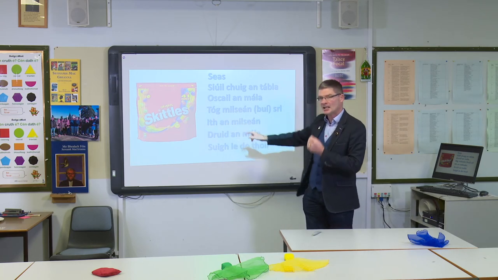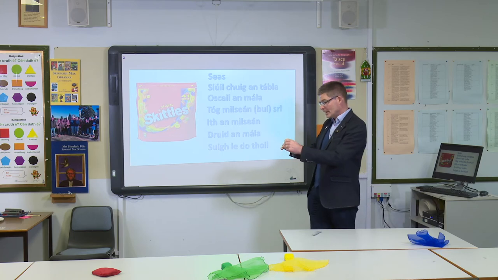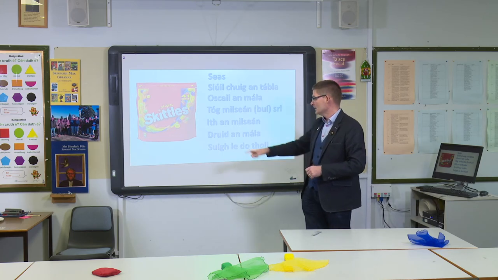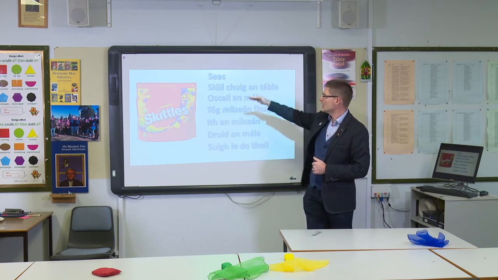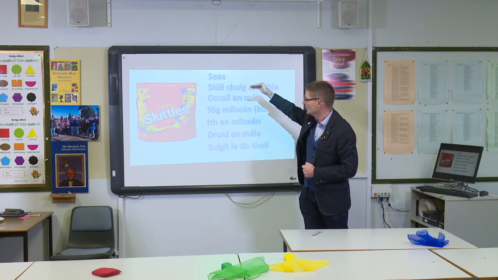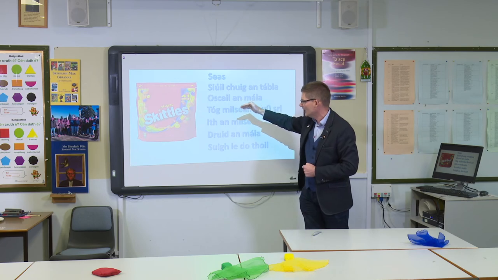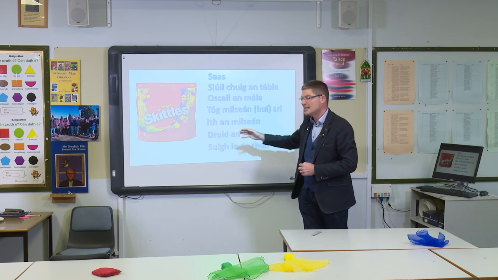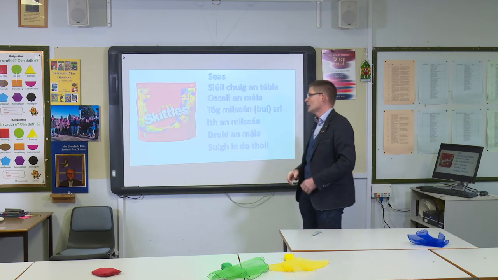Ith an milseán, eat the sweet. Dún an mála, close the bag. Agus suigh síos. So again, we're reinforcing the different commands: seas, siúil, oscail, tóg, ith, dún, suigh. And we could use these in different settings as well.